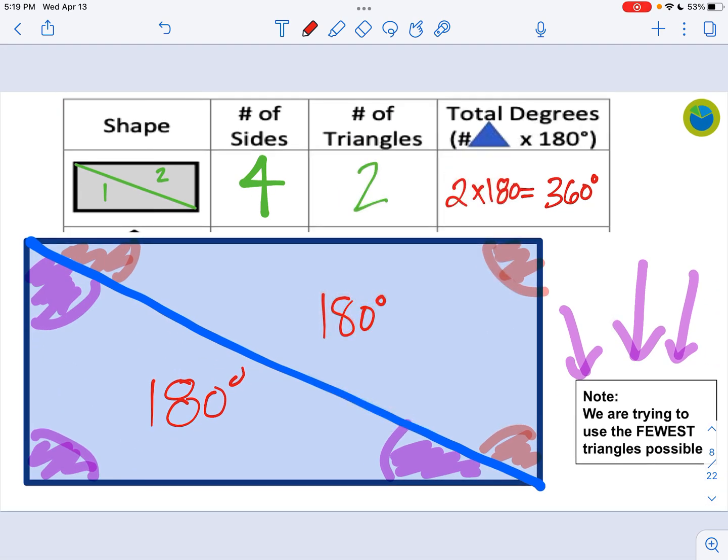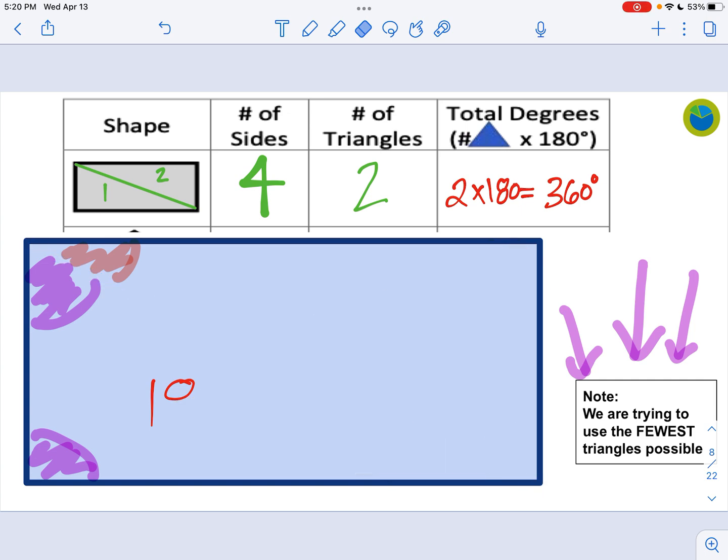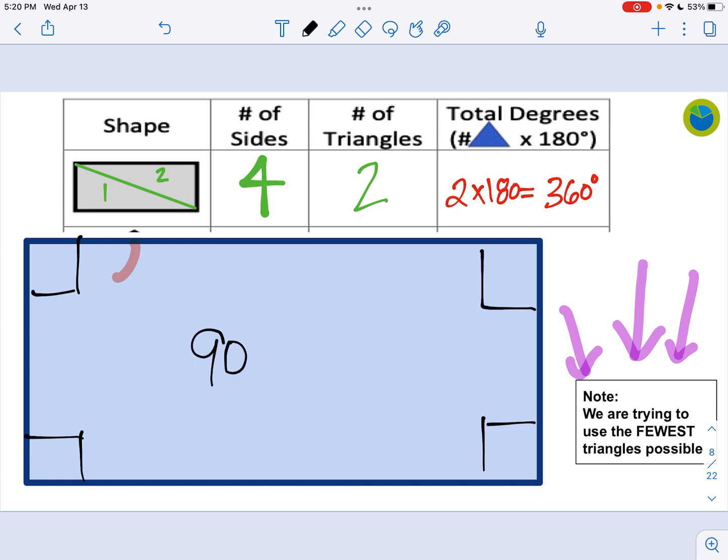180 plus 180. This also makes sense because you will remember that in the corners of these rectangles are also 90-degree symbols, right? So without splitting it into triangles, there's a 90 degree here, a 90 degree here, 90 degree, 90 degree. 90 times 4 is also 360 degrees, right?